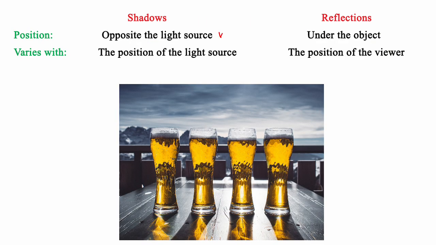The shadows are opposite the light source, so it varies with the position of that source. And here, the sides of the glasses cause these shadows that radiate out because the sun is in the middle up here somewhere. Reflections, on the other hand, are always underneath the object like these yellow flames. So they vary with the position of the viewer.